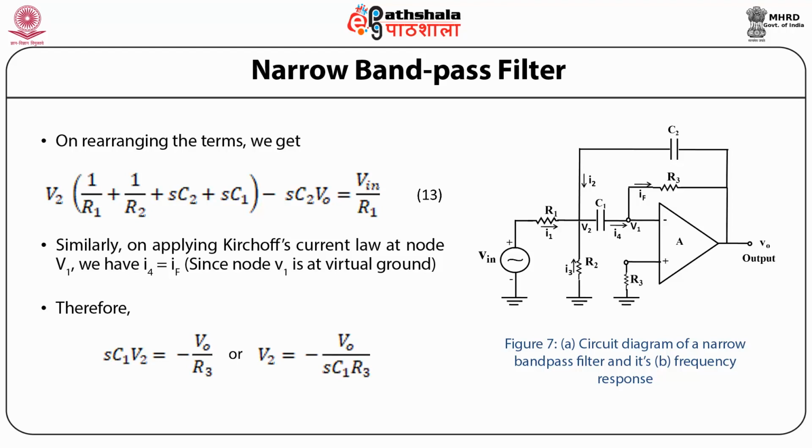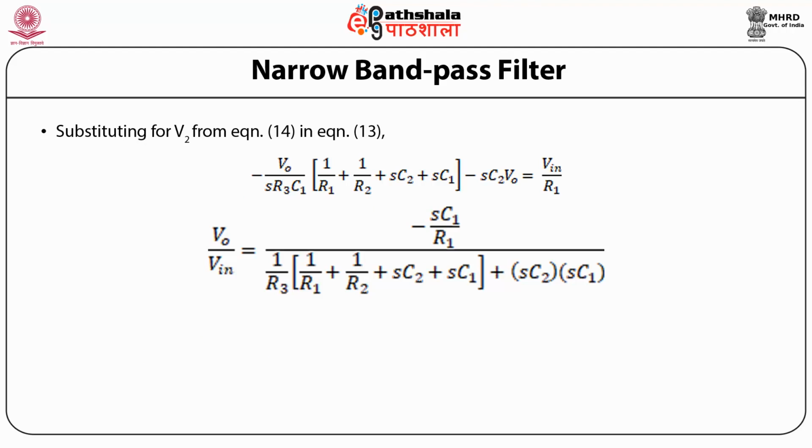We discuss the second case where the frequency f lies between fL and fH. Now, the term f by fL whole square in the denominator will be very large in comparison to 1. So, the expression of gain of a wide bandpass filter turns out to be the same as that of a low pass filter. That is, modulus V0 by Vin equals AFT into 1 divided by square root of 1 plus f by fH whole square.